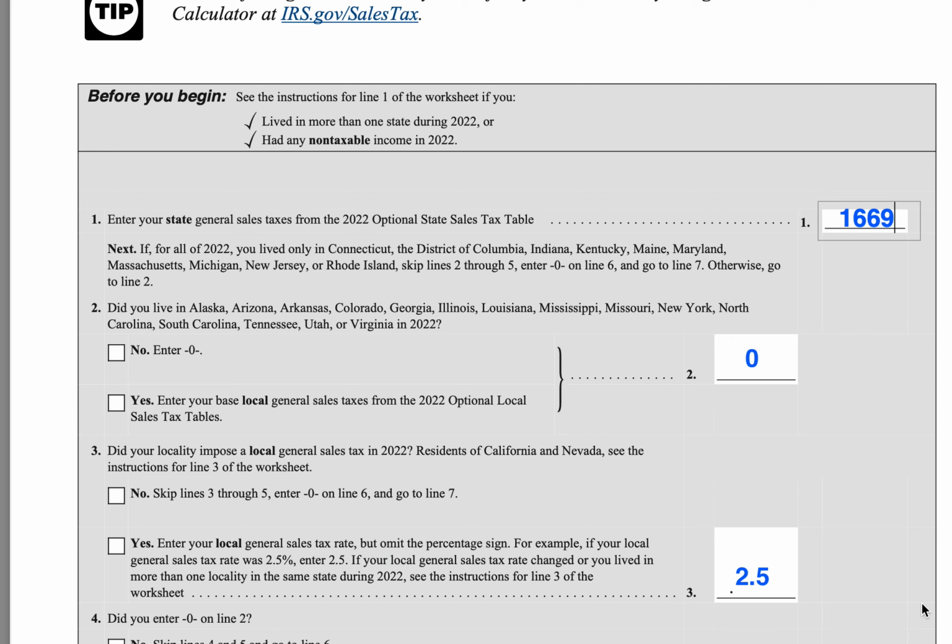I would also compare this to any income tax that you might have paid. Again, if you live in a state that doesn't charge a state income tax, then this would be an easy comparison. And you do have 3 different ways that you can do this.